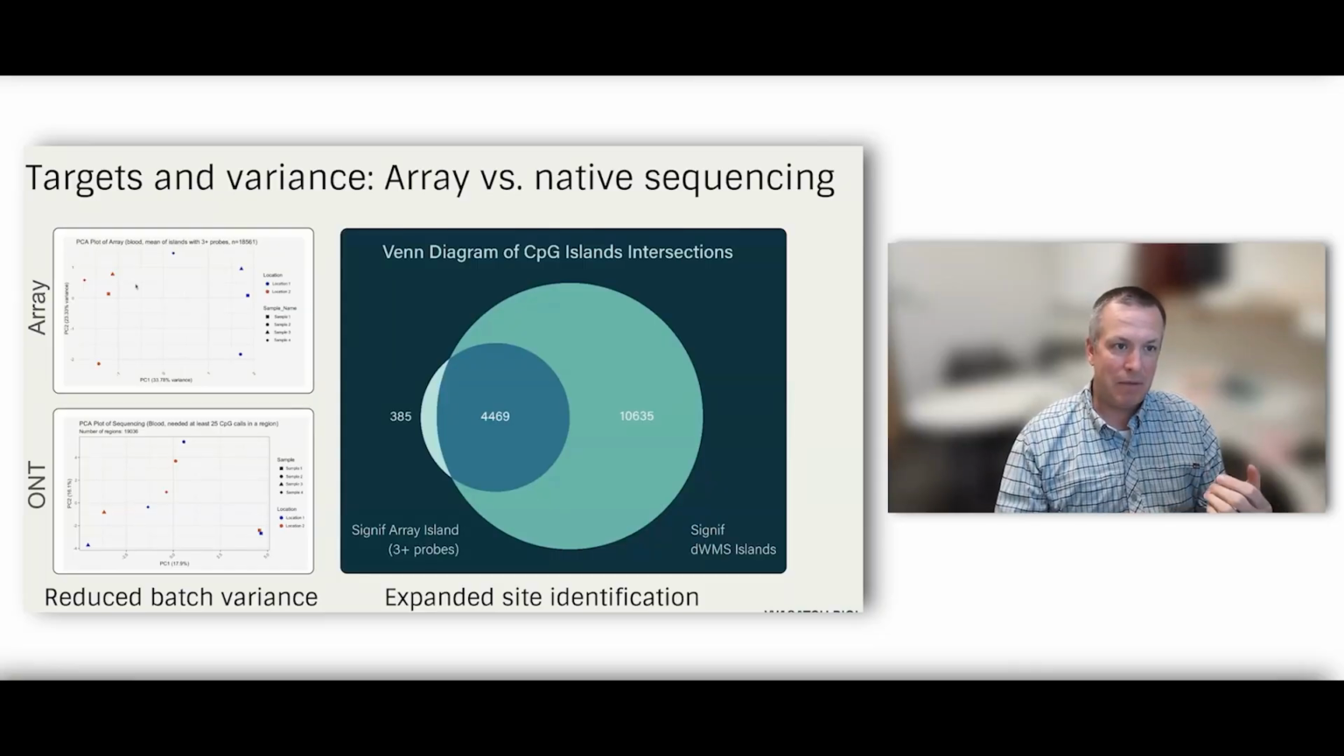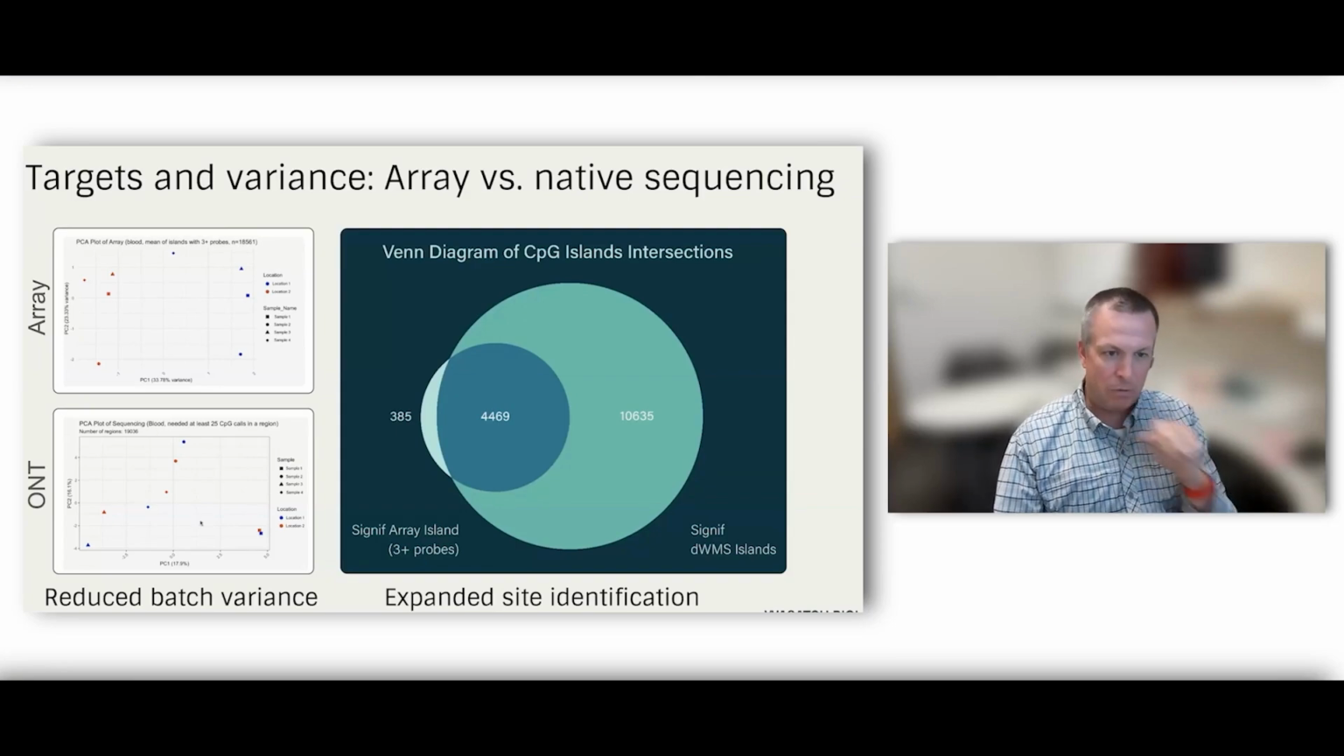One of the issues that we kept finding, though, was that there was a large degree of batch variance with array. So if you look at this principal component, the first principal component, the thing with the most variance, was actually the difference between location 1 and location 2 of the same samples. So we have this issue of batch effect that's going to be very difficult for us to parse out in the future. We don't have that same issue with ONT looking at these same samples.